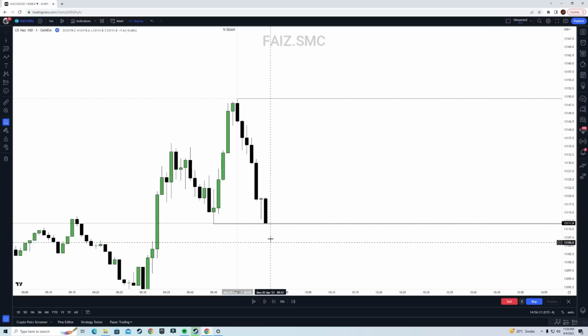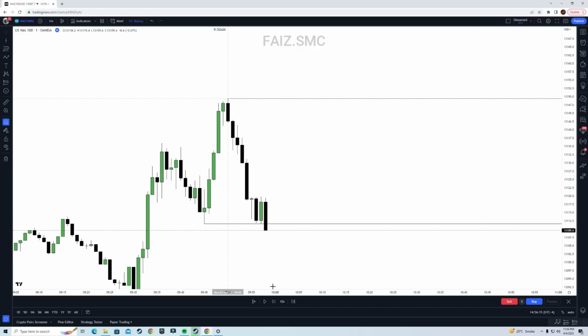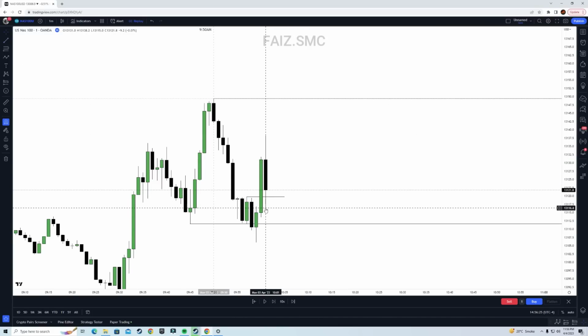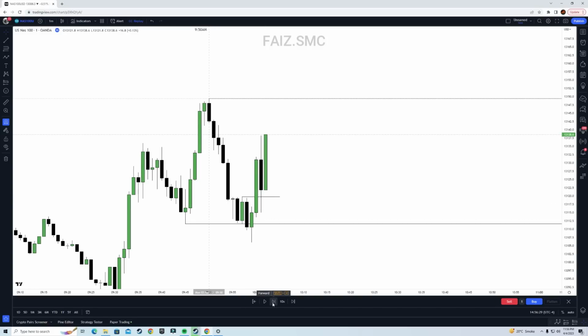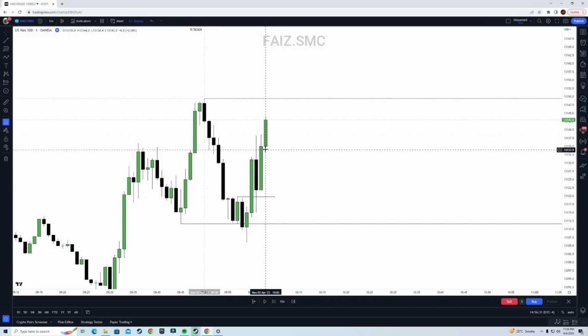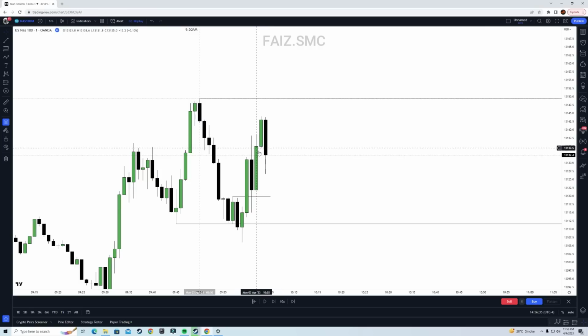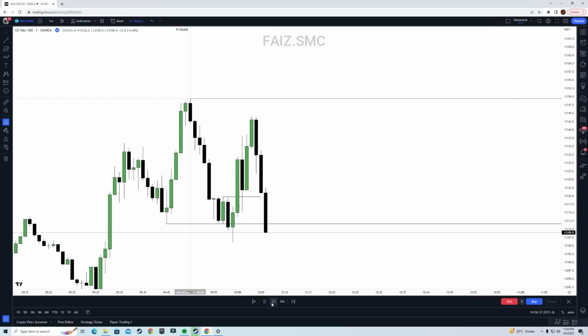Now we want to look for a liquidity sweep. So this right here is a liquidity sweep, right? And if you can see right here, we do have a shift in market structure, but there was no fair value gap here. So this is still not valid. And we have another break, but there's no fair value gap here as well. So we want to wait.